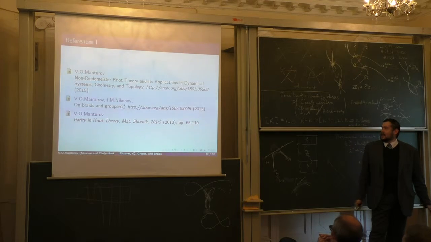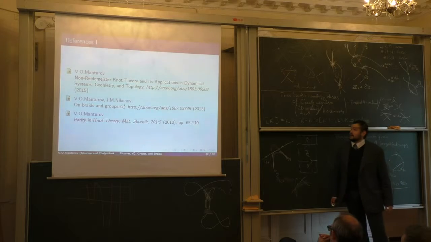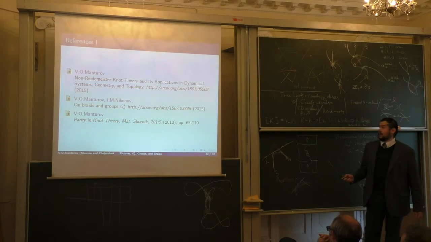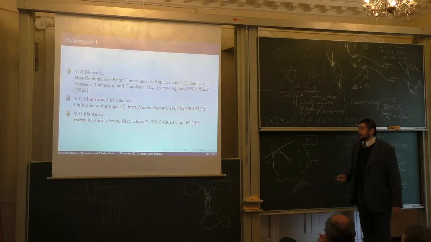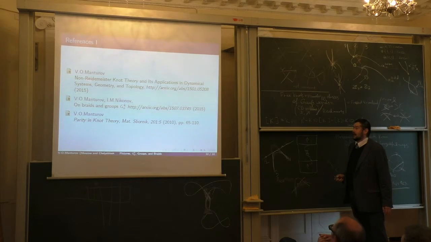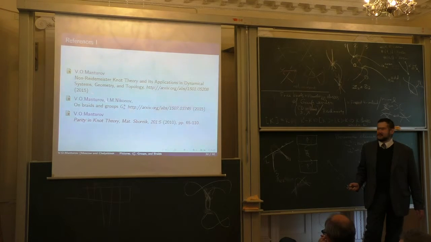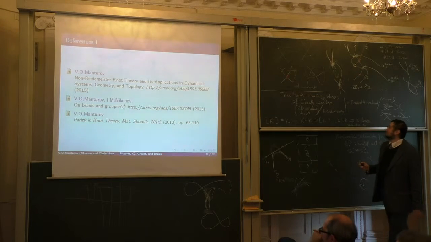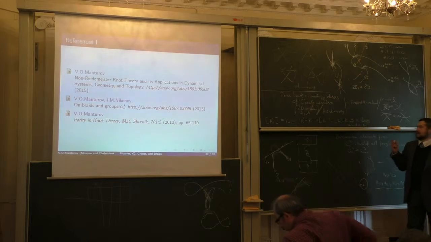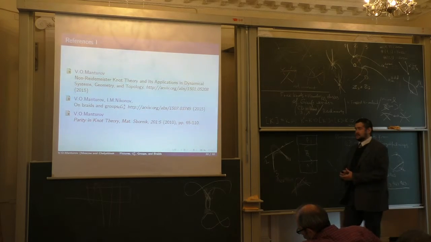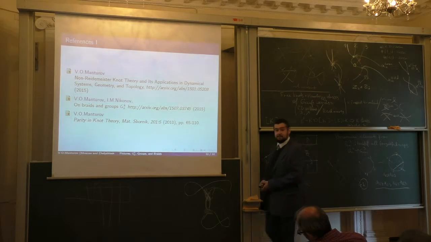And here is the main list of references. So here is the initial paper when I defined this right-master knot theory on the archive. And here is the very recent paper, just some days ago, with Igor Nikonov. And this is my old paper on parity when I disproved Turaev's conjecture and constructed lots of free knots. So I think, thank you very much.